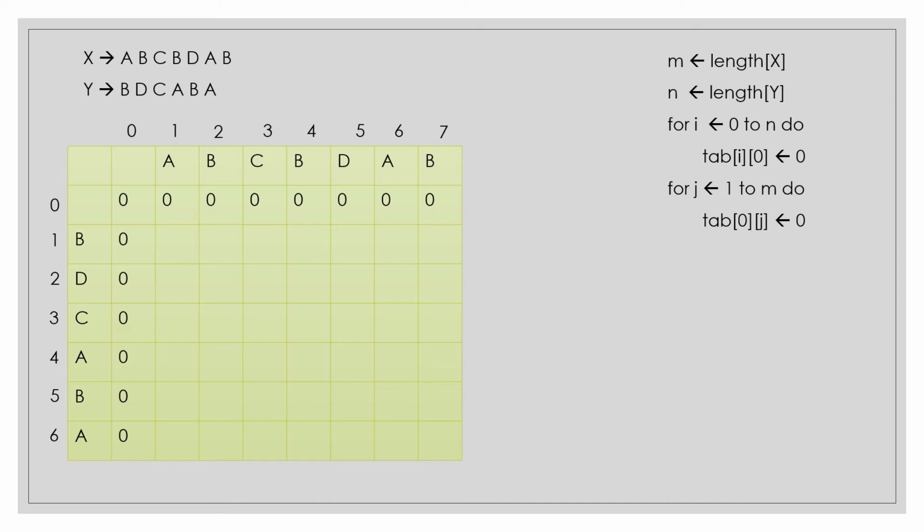Similarly, for the second loop, we can see that j starts from 1. Why is it starting from 1? It is because in the zeroth column we have already filled 0, right? So j starts from 1 and moves till the length of x, which is m, and assigns 0 to each and every column of that row. So our initial steps are completed. So it's time to move on to the second step of filling the table.